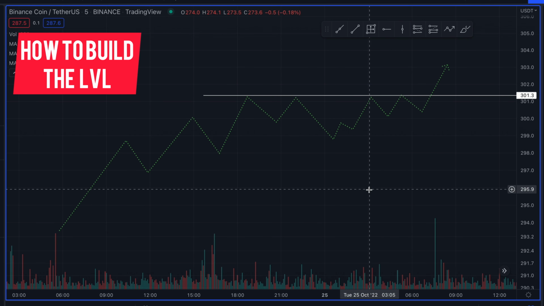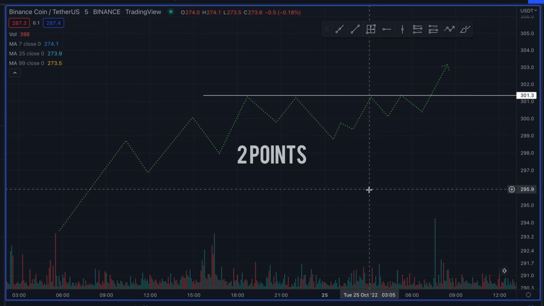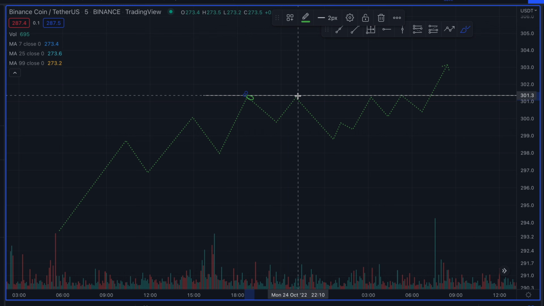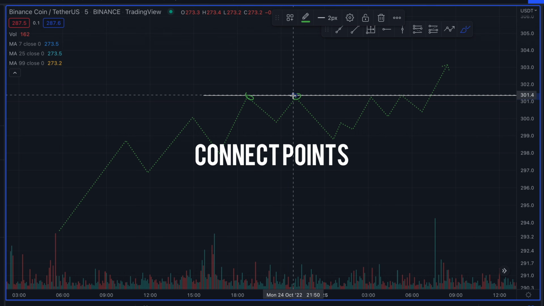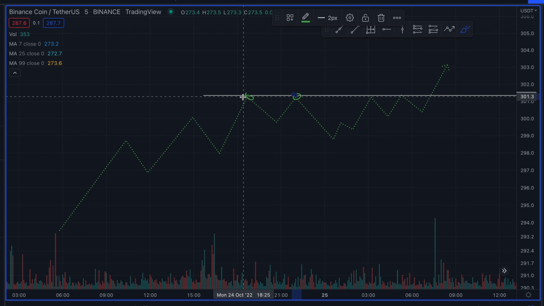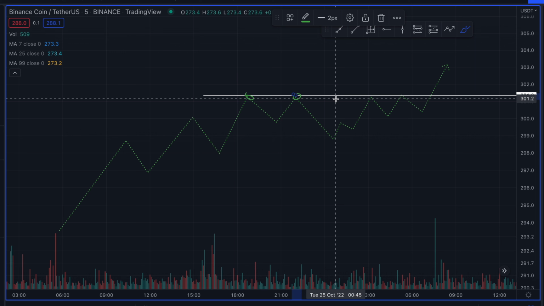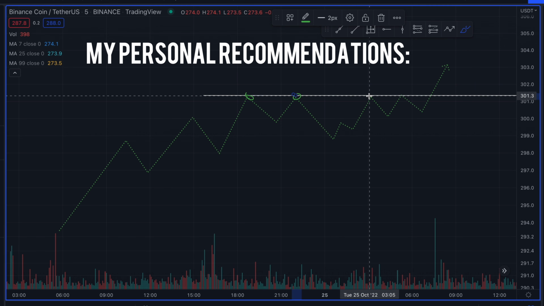Now, when you know that there are support and resistance levels, you need to know how to find those levels on the chart. The basic rule: you need at least 2 points, okay? So point 1 and point 2, and you have to connect them. These points have to be located on the same price level. Try to use, it's just my recommendation, more than 3 points. If you see that there are some false breakouts, it's usually not so good.